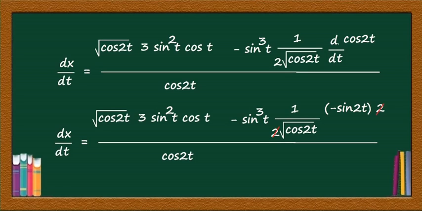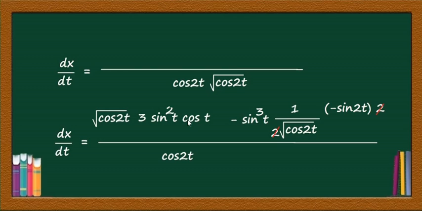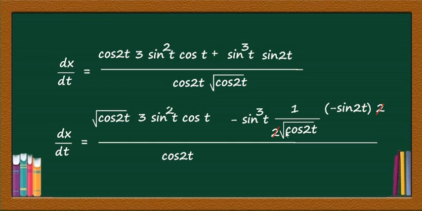Now 2 gets cancelled, and if you take the LCM, it will become like this. Root of cos 2t is the LCM for the numerator. Cos 2t into 3 sin square t into cos t plus sin cube t into sin 2t, divided by root cos 2t multiplied by cos 2t. You will have cos 2t into root of cos 2t. This is dx by dt.